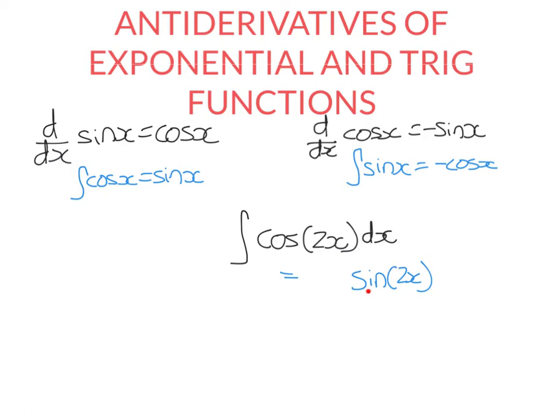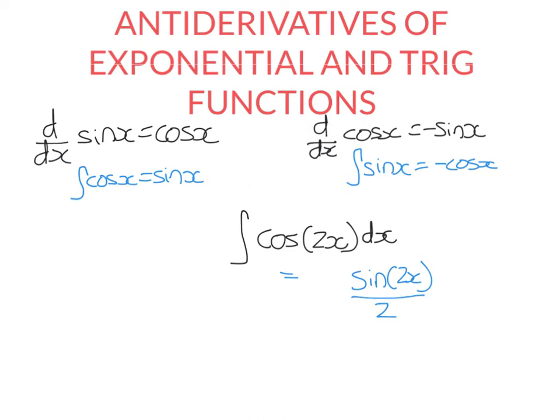And you know, when I differentiate sine of something, the thing in the brackets doesn't change. But if I were to differentiate this using the chain rule, I would have to multiply by 2. I'd have to multiply by the derivative of what is inside the brackets here. So when we're integrating, anti-differentiating, we're doing the opposite. So instead of timesing by 2, we're going to divide by 2.